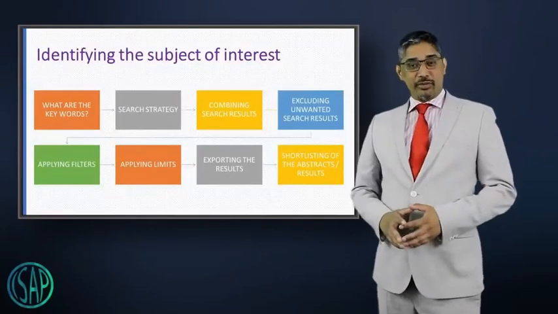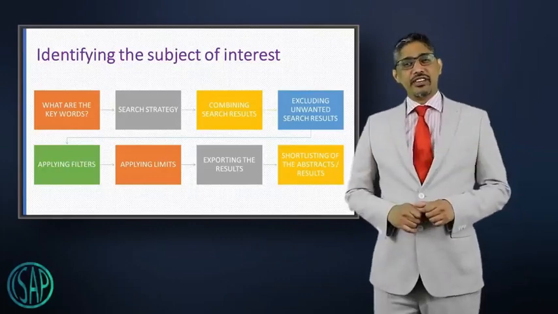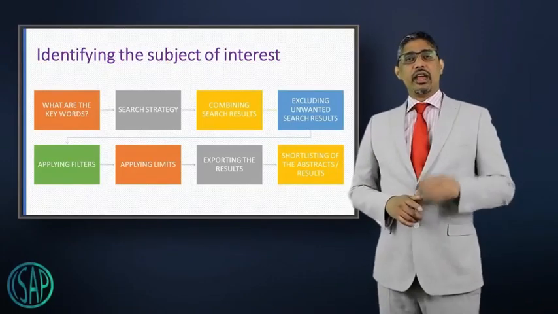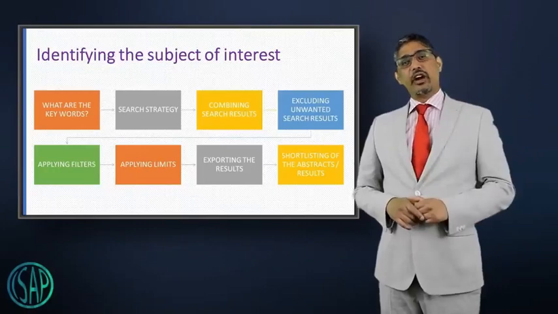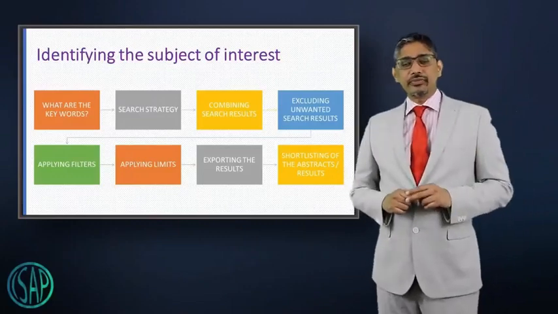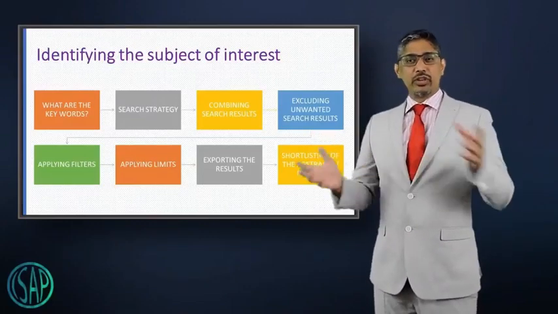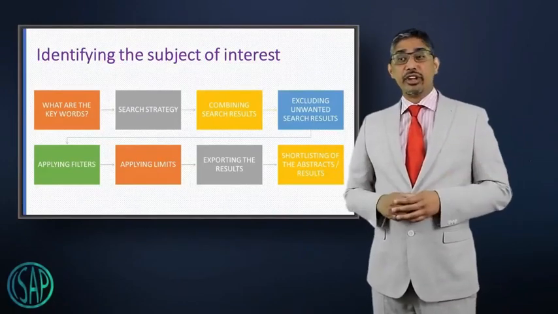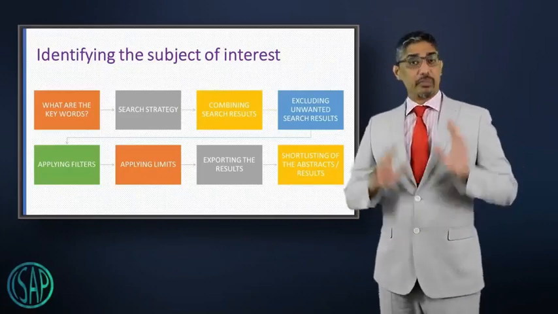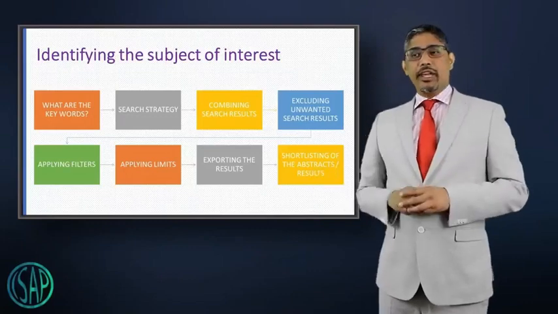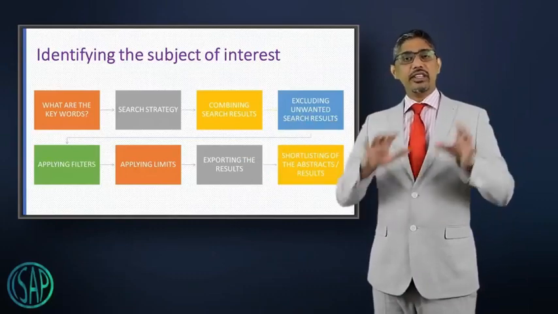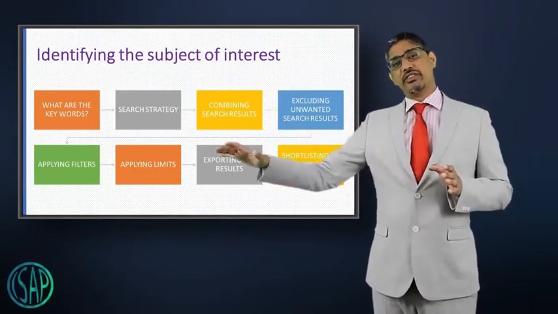Before conducting any systematic review and meta-analysis, we need to identify the subject of interest. So these are the 8 steps of how to identify the subject of interest and how to collate evidence from literature. The number 1 is to identify the keywords, collate all the keywords, and then develop a search strategy. Combine all the search results, export them into software like Mendeley or any other software, and then exclude unwanted or duplicates, and then apply filters, and then apply limitations, and then export again as abstracts, and then go through the abstracts and develop inclusion-exclusion criteria. These are the 8 key steps in identifying the subject of interest.